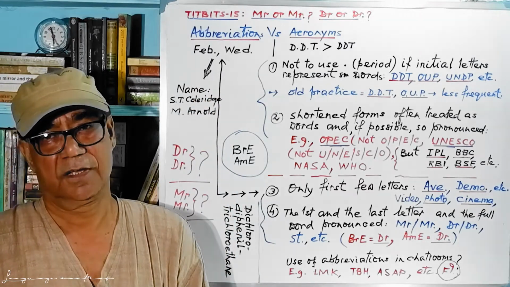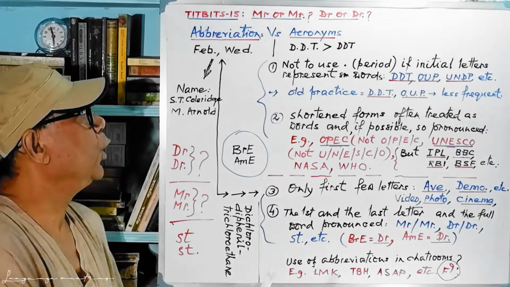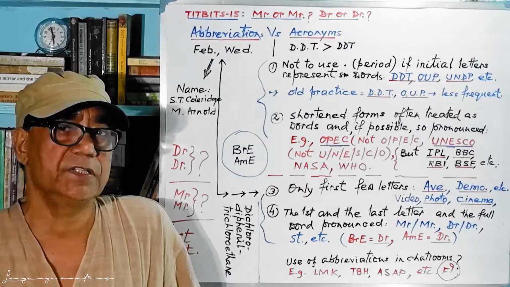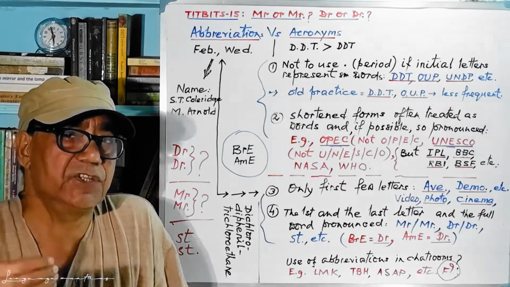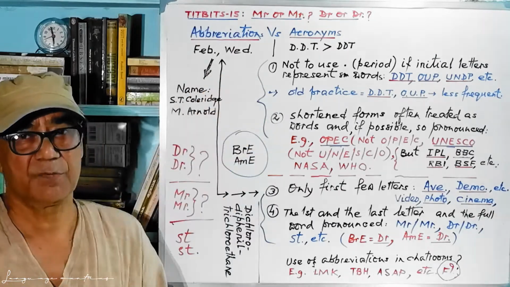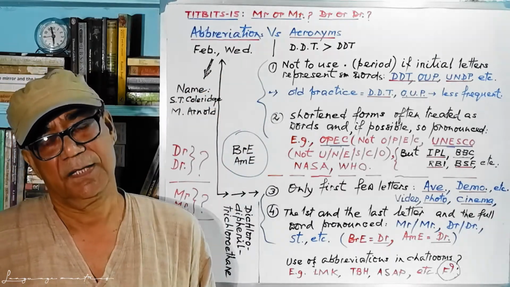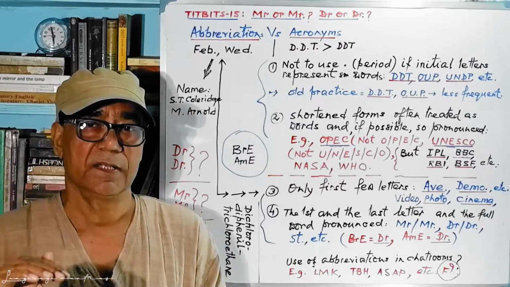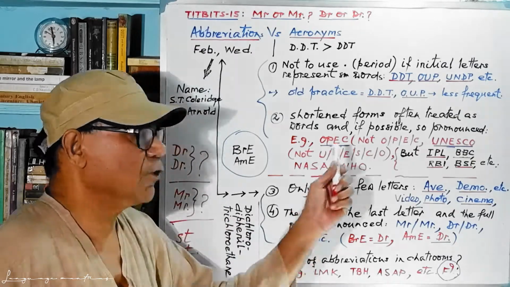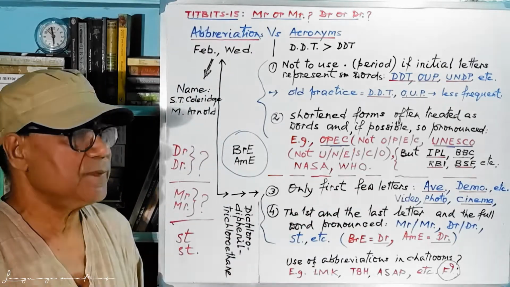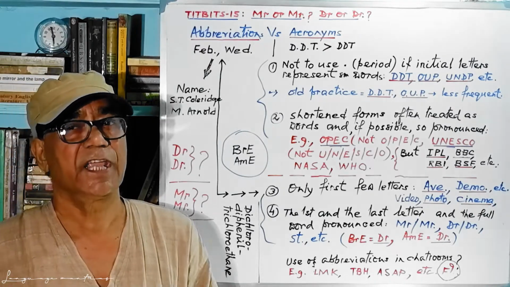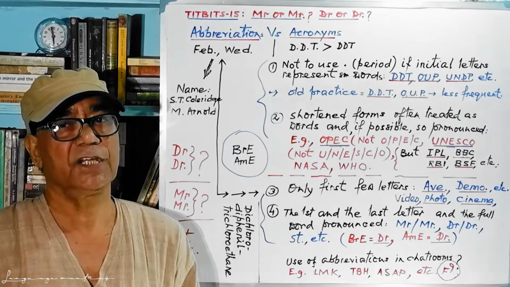Dot for February, Wed. Dot for Wednesday. Now this dot is necessary only at the initial stage. Once forms like Feb and Wed become very popular, then automatically these dots will drop. They won't stay any longer. This has happened everywhere.